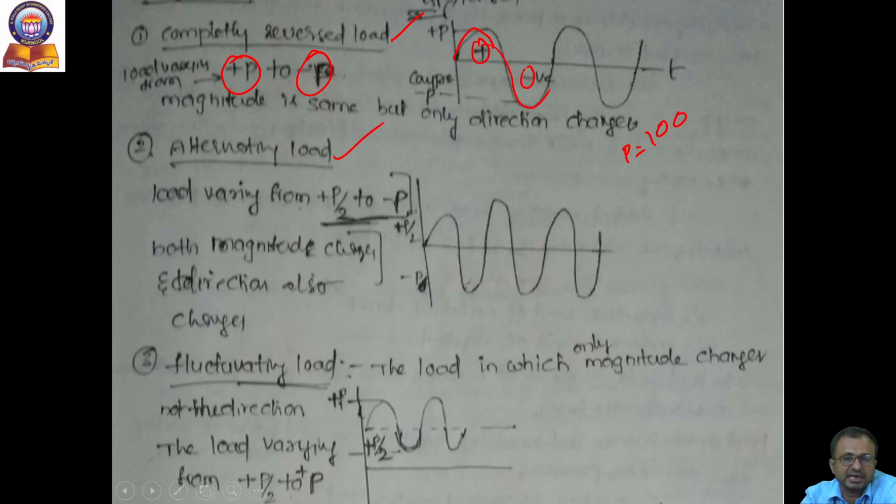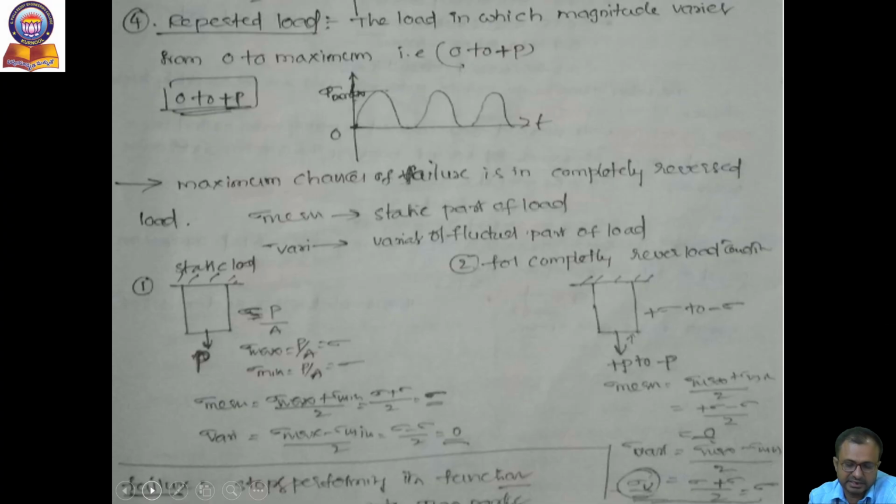Then the other one is alternating load. Here the load is varying from plus P by 2 to minus P. In this case, magnitude is changing and the direction is also changing. In the case of fluctuating load, generally the values are both plus P by 2 and plus P. Only magnitude is changing, no direction change takes place in this cycle.